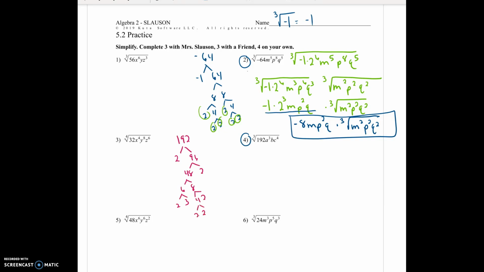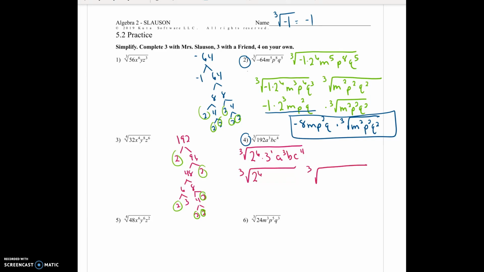So when I'm done, I'm going to rewrite 192 as a total of 1, 2, 3, 4, 5, 6 2's and a 3 to the first. And then I still have my A's and B's and C's in there. And now I'll make my perfect and my not perfect.